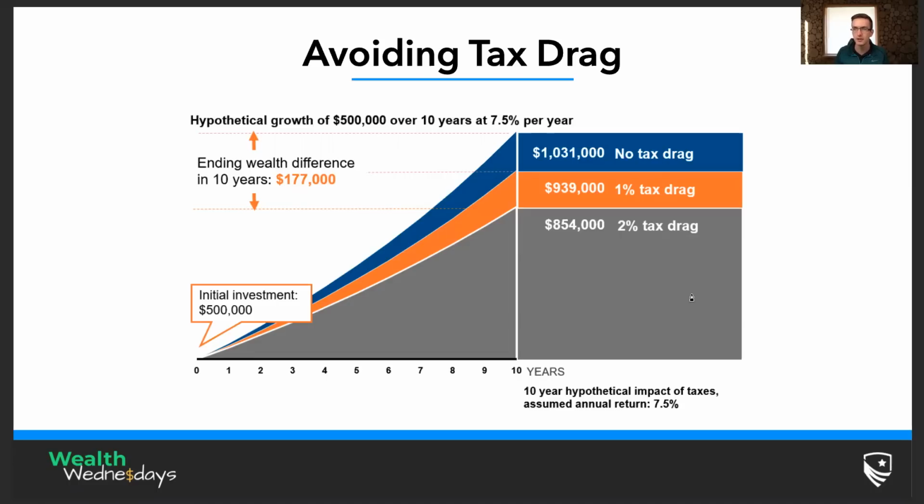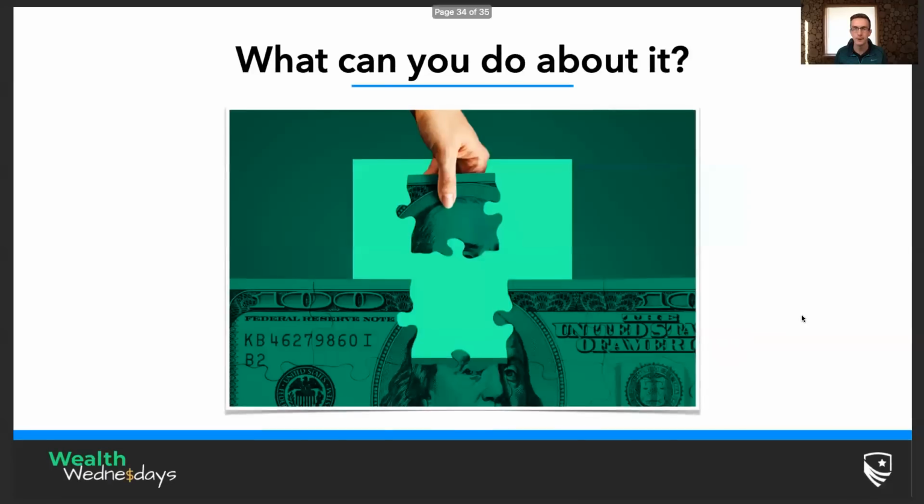This is just a quick chart. $500,000 initial investment earning 7.5% per year grows to $1,031,000. 1% lower return due to tax drag, $939,000. 1% lower than that, $854,000, just through a 10-year period. So we can start to see how these tax drags add up over time.